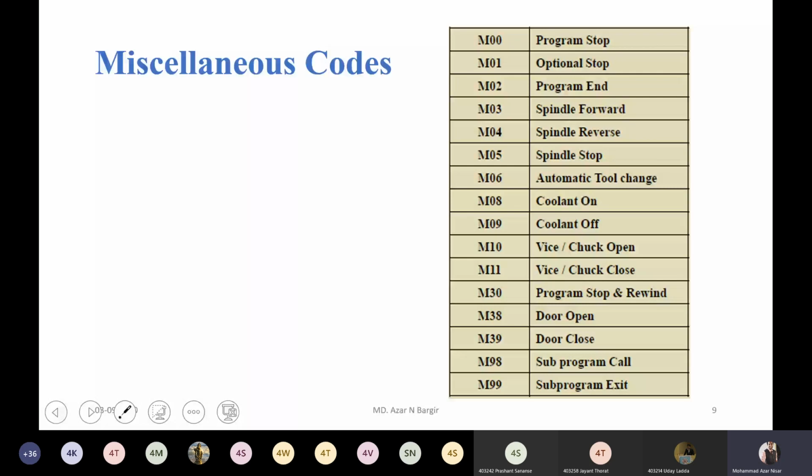M06 is the automatic tool change code. Suppose you are using a tool of number 5, and you have to call another tool. This is a drilling tool, suppose, and tool number 9 is a milling tool, an end milling cutter. After completion of this, you can use M06 and T09.